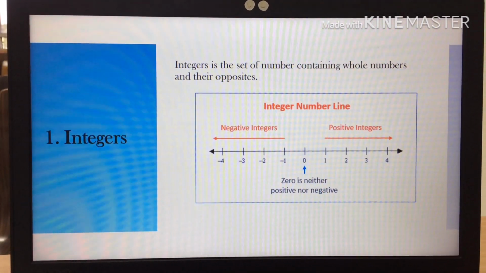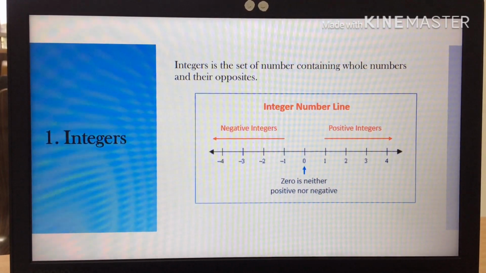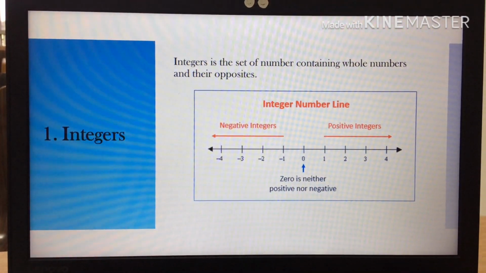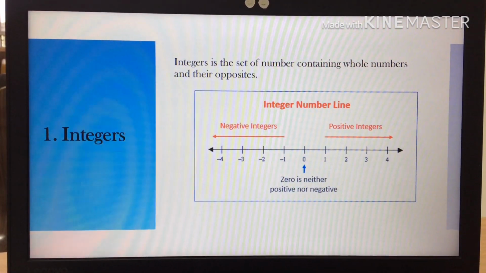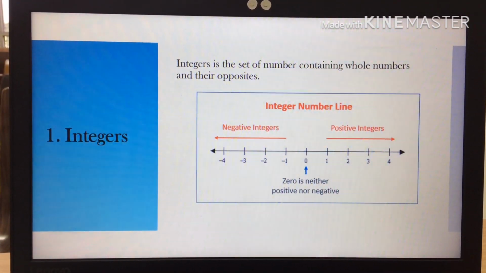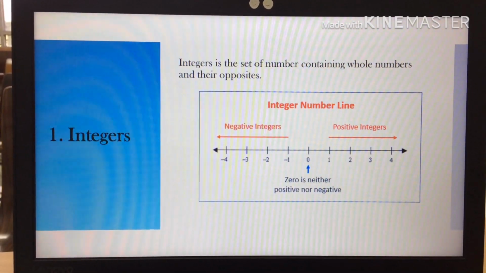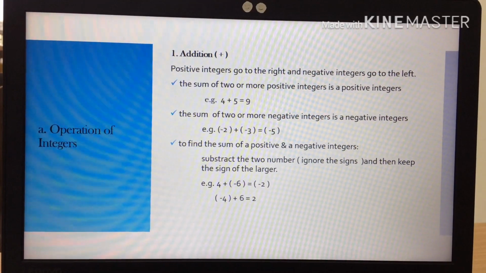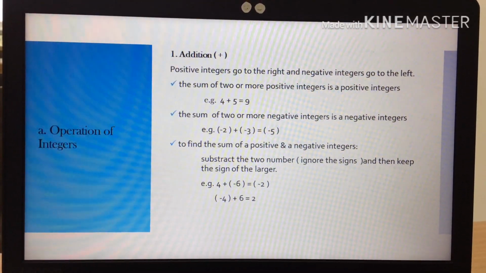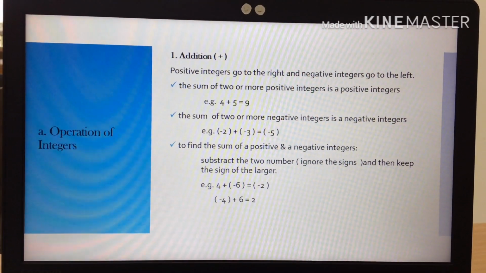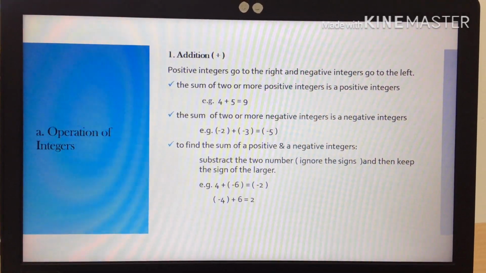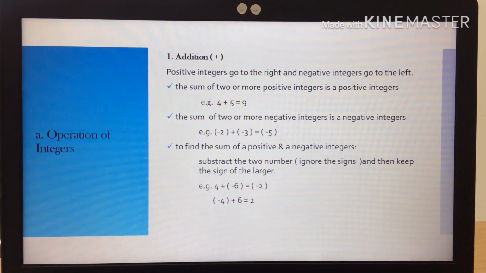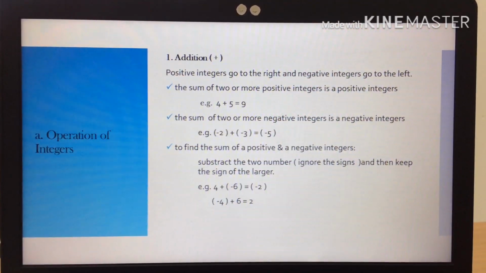There are integer number line. So from 0 to the left, it's called negative integers, and from 0 to the right, it's called positive integers. Okay, there are operation of integers. The first operation of integers is addition. Positive integers go to the right and negative integers go to the left.